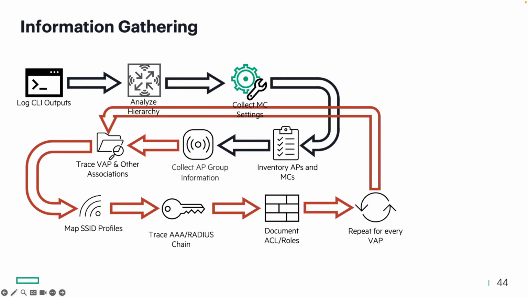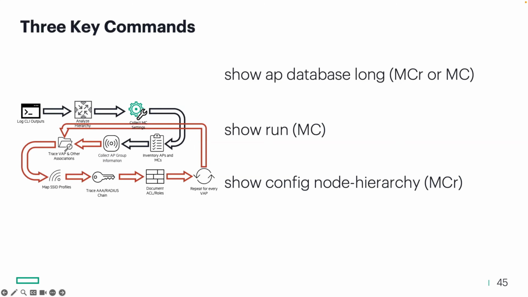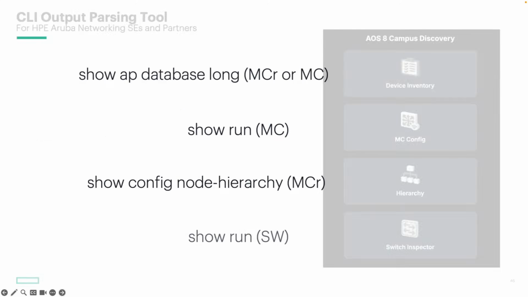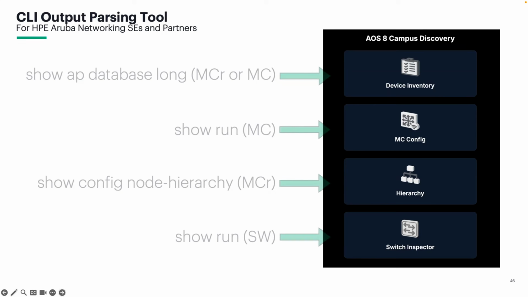Now, you take this information, we use 3 key commands in AOS 8: show AP database long, show run on the controller, and show config node hierarchy on the mobility conductor. And for this tool, we've added a 4th one: show run on the switches.